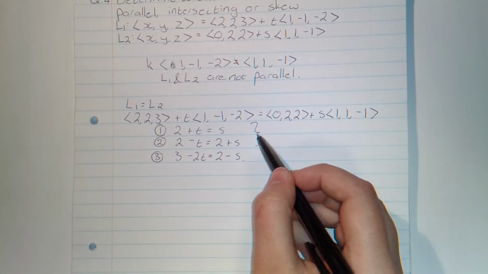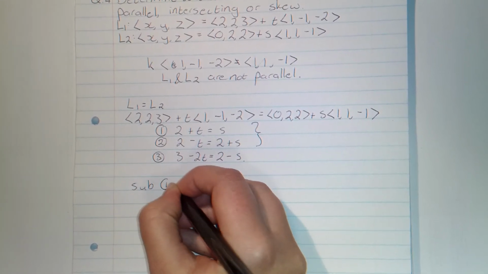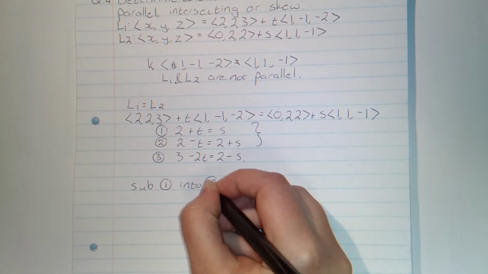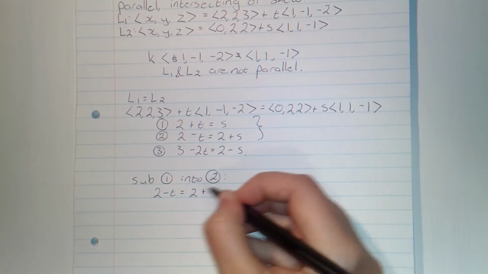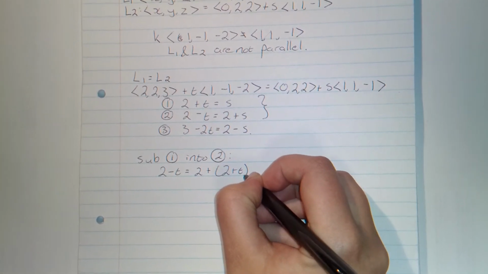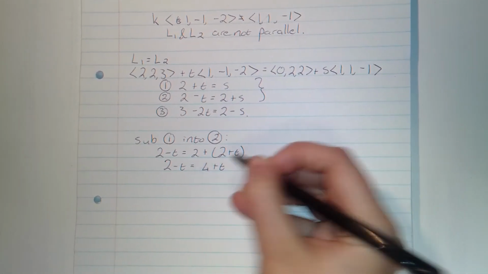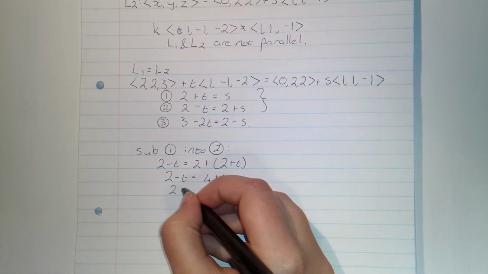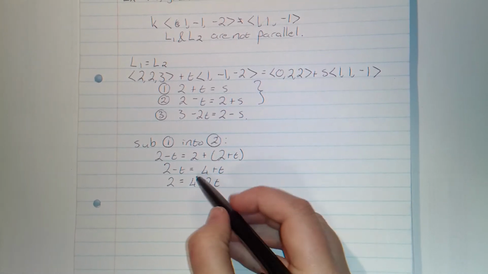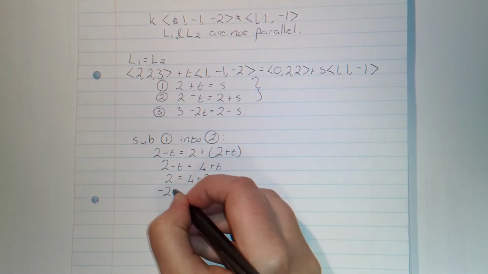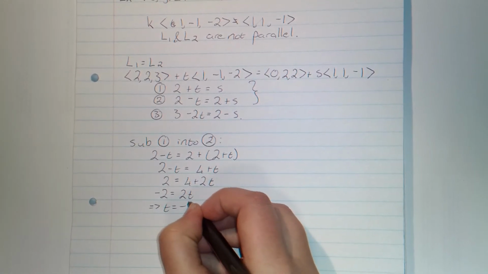So from equation 1, we see that s is equal to 2 plus t. So we're going to substitute this into equation 2, which means that 2 minus t is equal to 2 plus 2 plus t. So this means 2 minus t is 4 plus t, and we're going to add t on both sides, giving us this. We're going to subtract 4 on both sides, giving us negative 2 is equal to 2t, which means that t is equal to negative 1.